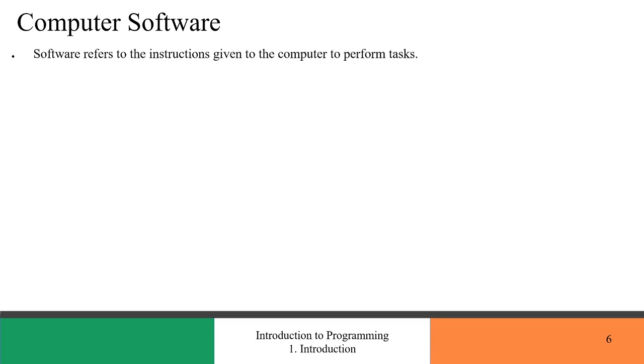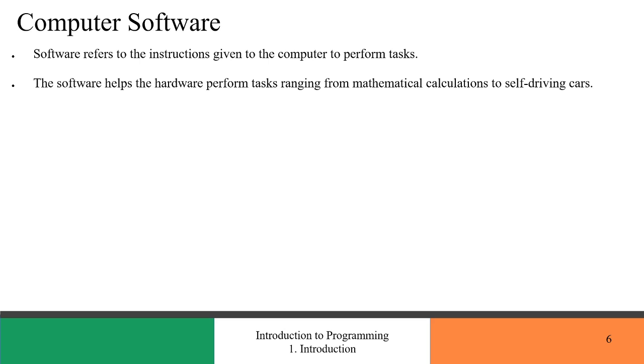Now, how does the computer hardware actually perform any task? Computer hardware executes or performs the instructions that are provided to it. Computer software refers to the instructions that are given to the computer to perform tasks. The software helps the hardware perform tasks ranging from mathematical calculations to self-driving cars. Instructions are given in the form of a program to the computer. We will look in greater detail at what a program is as a part of the next lesson.